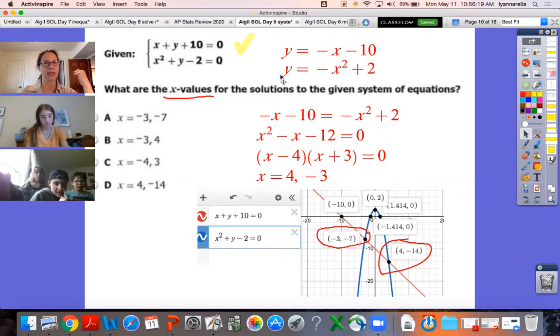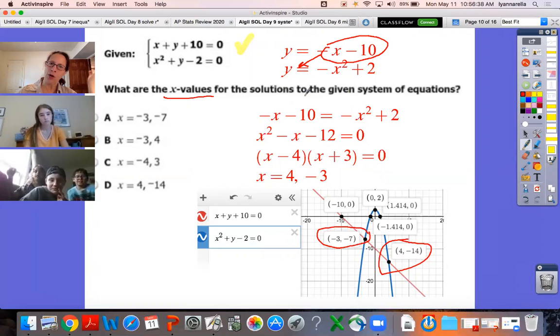And you can see I can solve this by substitution. So what I'm doing is I'm saying, well, if this is y, and this is y, then the 2 of them have to equal each other. So I'm going to just stick this in this y spot. And I got negative x minus 10 equals negative x squared plus 2. And then I said, okay, let's bring it all over to one side, and now it's a quadratic. So I added the x squared, and I got a positive x squared.